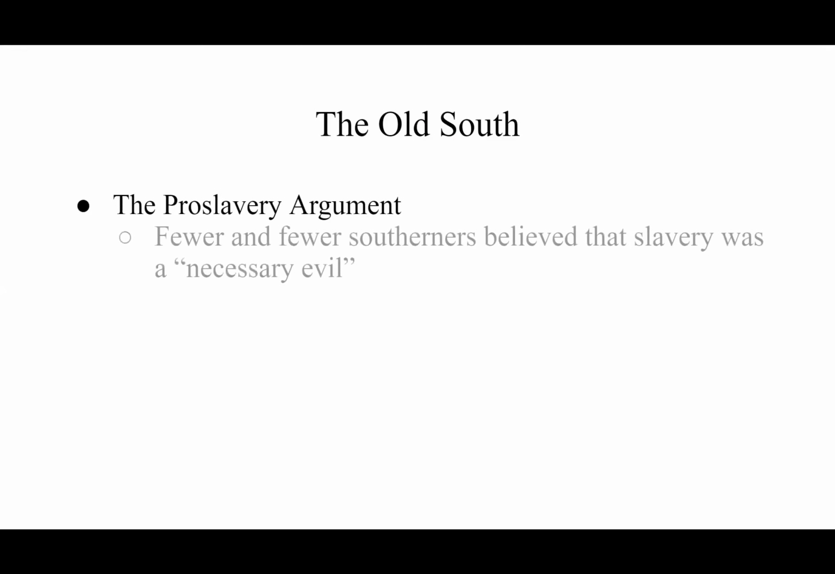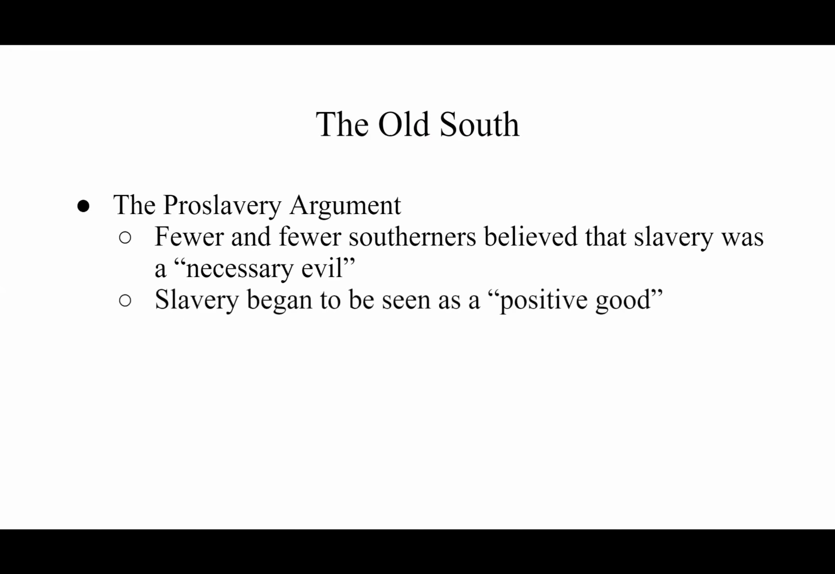So the pro-slavery argument: really before 1800, a lot of people thought that slavery was a necessary evil. So even though they were against slavery, they thought it was necessary to keep the economy running and run these large plantations. But after 1800, and as we get closer to the Civil War, people start to see slavery as a positive good, not just for the economy, but they said it was good for slaves as well, that slaves had jobs, that they were being fed and clothed and things like that. And so this was the argument amongst Southerners that slavery was a positive good.